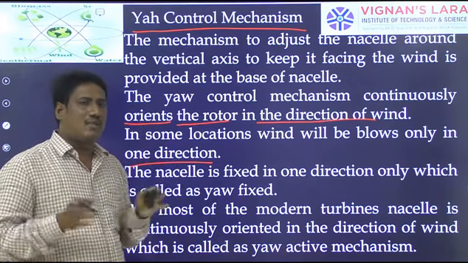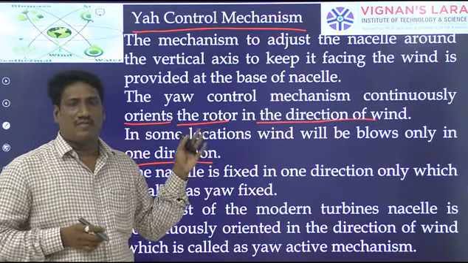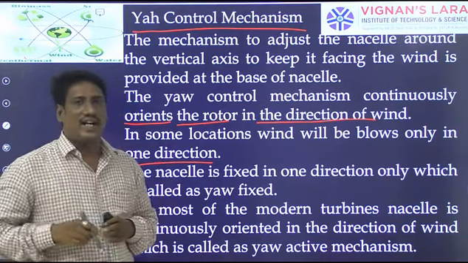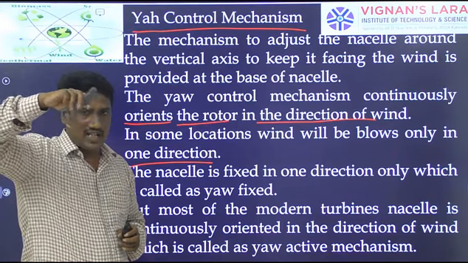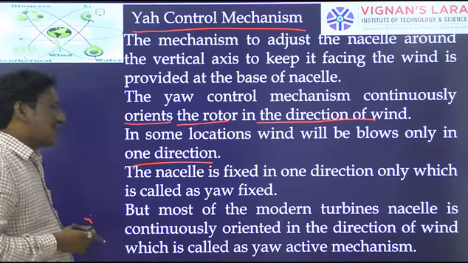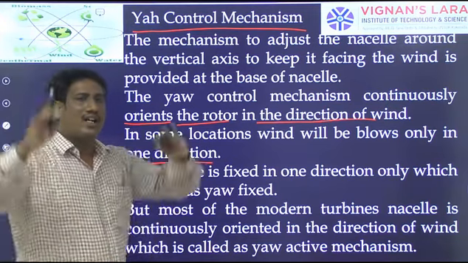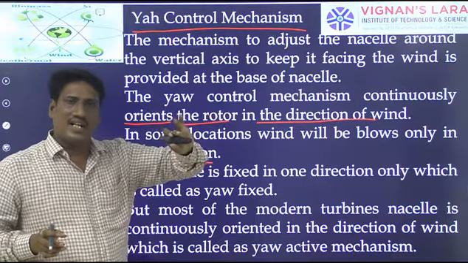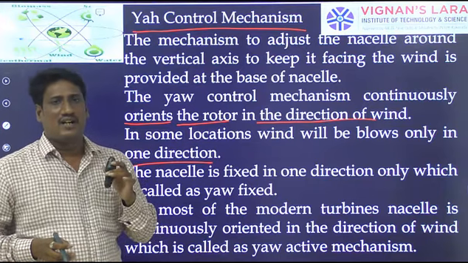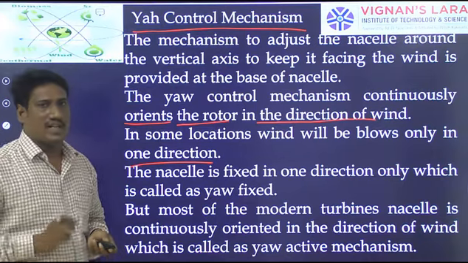In most cases, in large modern wind power plants, yaw control is provided. Yaw control continuously moves the nacelle and orients it in the direction of the wind, which is called the yaw mechanism. Mostly the yaw mechanism will be provided. In most cases we should not fix the nacelle; it has to be moved according to the direction of the wind. Like that, we have a yaw control mechanism.